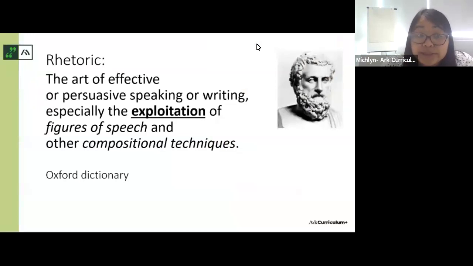Before I show you some of our thinking and some of the resources, I just wanted to share with you the definition we look to in defining rhetoric. I'm just going to give you a minute to read that definition there from the Oxford Dictionary.